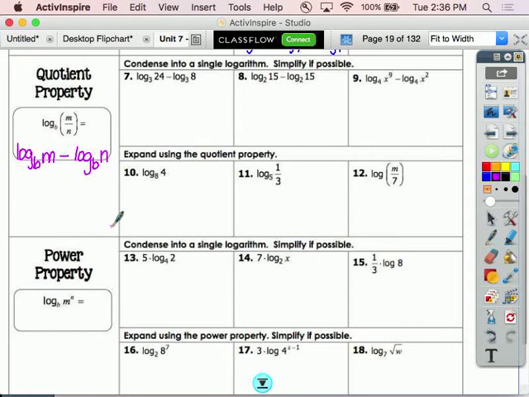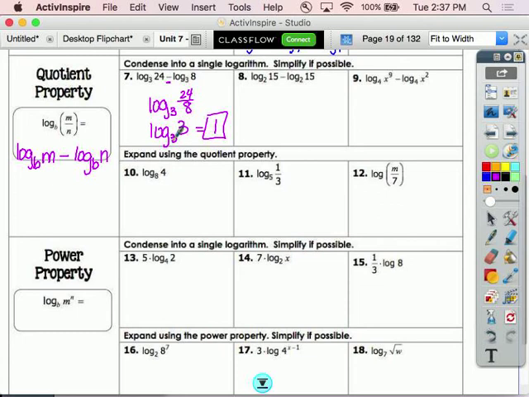So the first one. Actually, let's skip the first row and go down to the second row. No, let's do this one. All right, log base 3 of, what are we going to get? What do you do when you see subtraction? You divide. So you're going to have 24 divided by 8. So that's log base 3 of 3, which Gracie just told us is equal to what? 1, since you raised 3 to the first power to get 3.